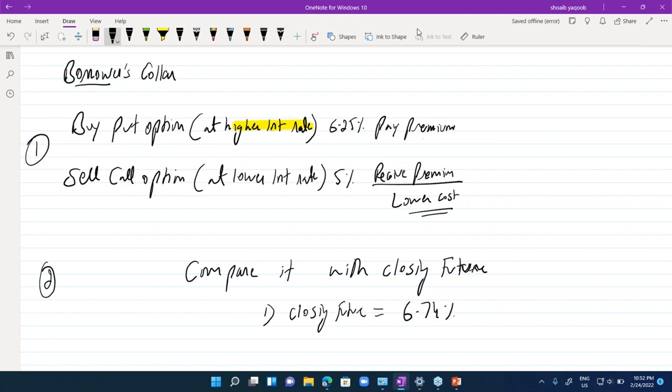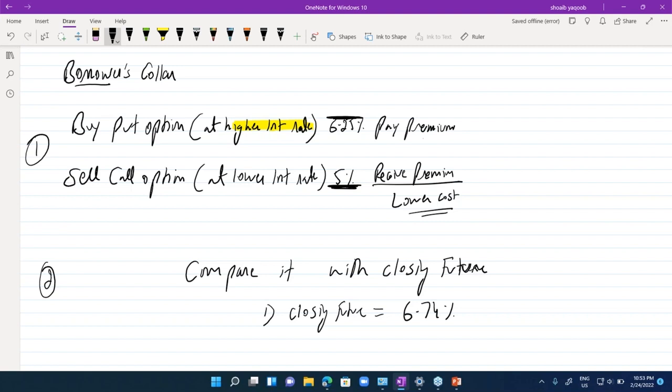6.74%. Guys, remember, if you set the collar, interest rate can never move above 6.25. Interest rate will not move above the 6.25. And by the way, interest rate will also not move below the 5%. So always compare the collar with the closing future.